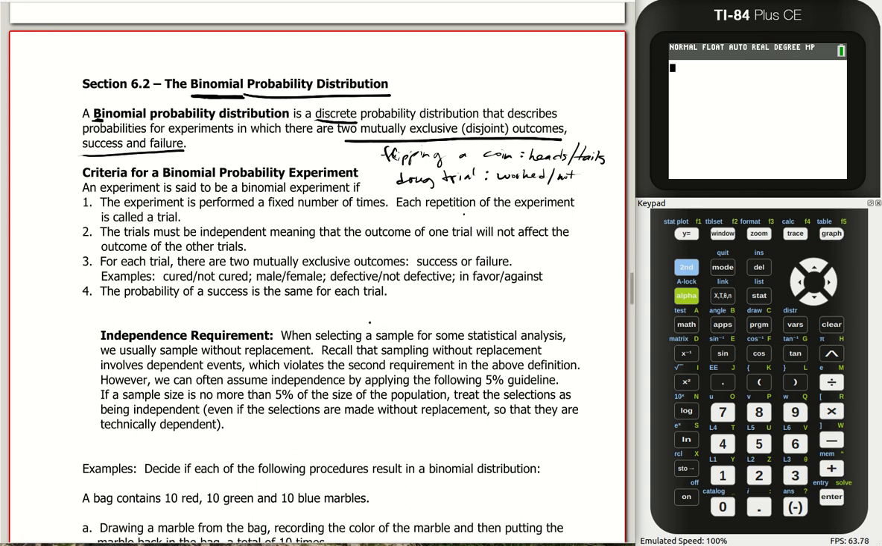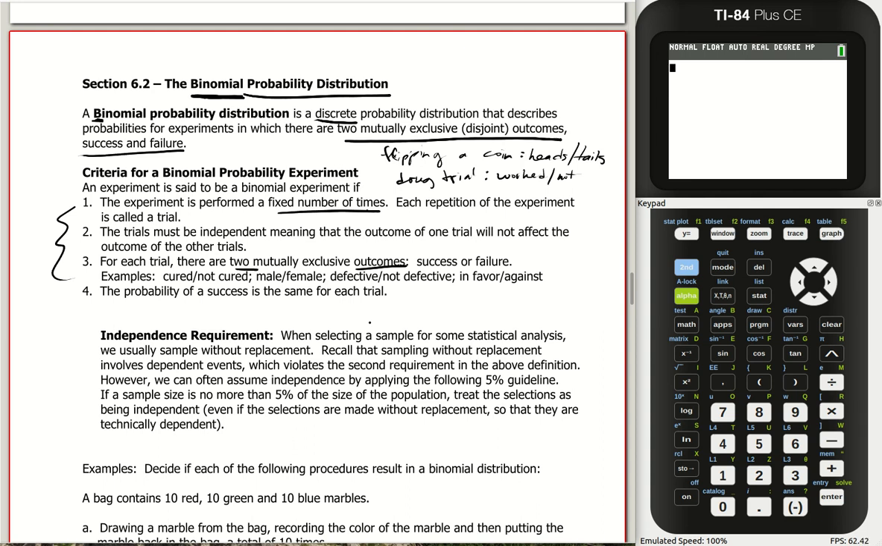There are 4 specific criteria, but they can be a little bit technical, and most of the time they don't help us decide if we're dealing with a binomial probability experiment as much as just looking for these two that are super important. For each trial, there are 2 outcomes. And also, the experiment is performed a fixed number of times. If we're going to make a binomial experiment with flipping a coin, then we have to say ahead of time how many times we're going to flip the coin.